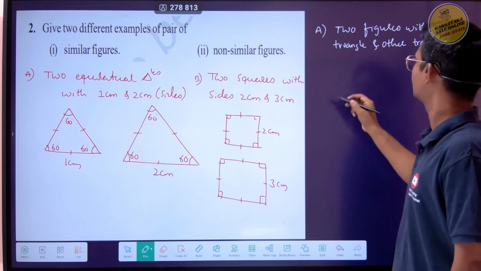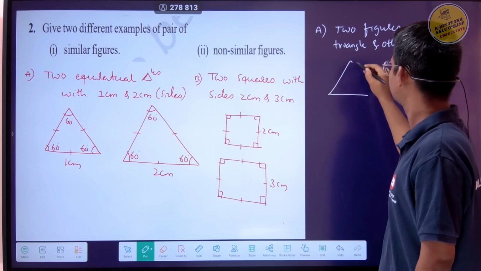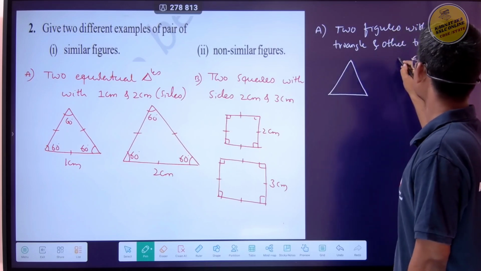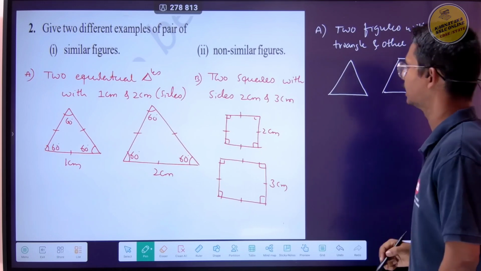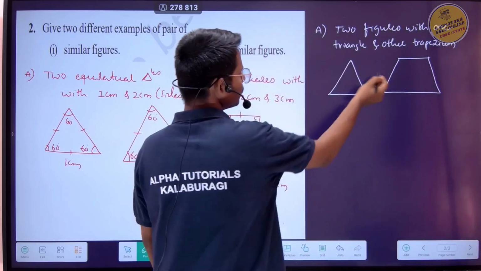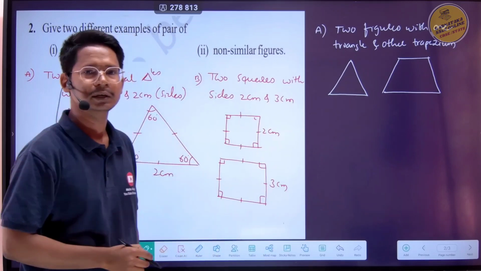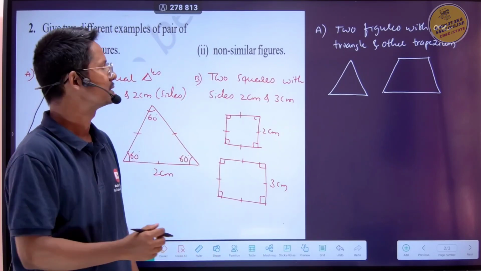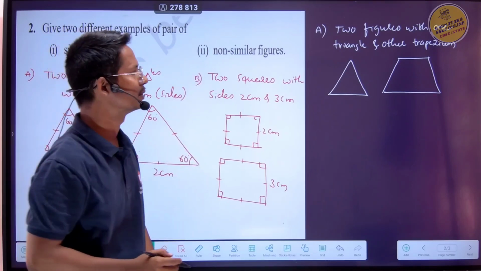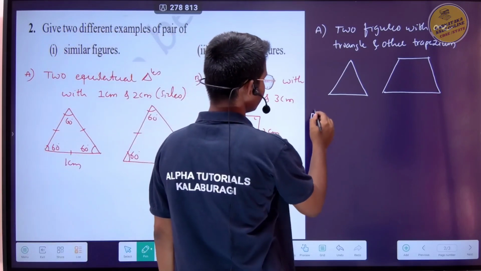Okay, so for the triangle I'll make use, and one more is the trapezium. In a trapezium, one pair of opposite sides is going to be equal. They are obviously different shapes, so they are not going to be similar, so they are called non-similar figures.